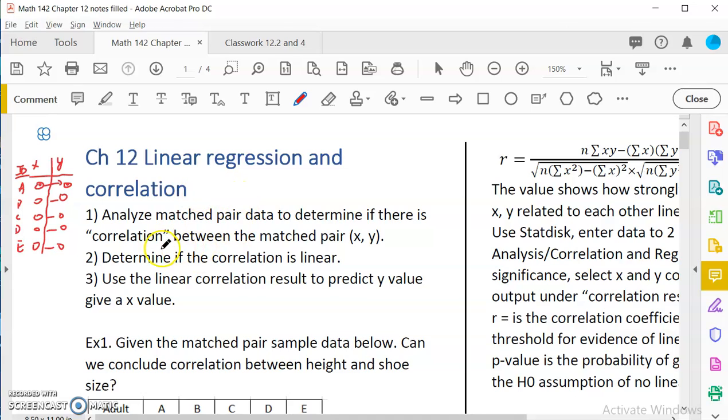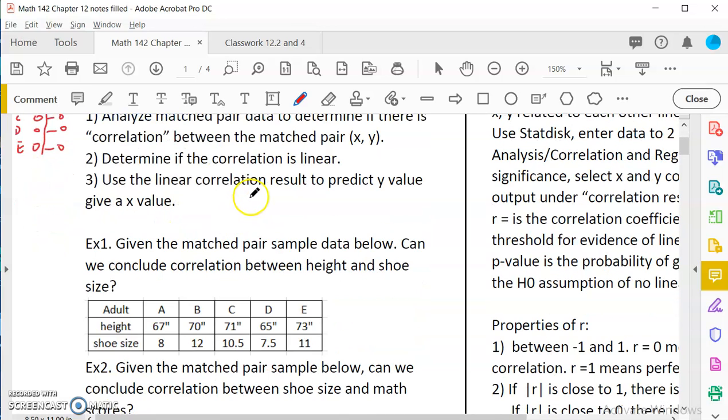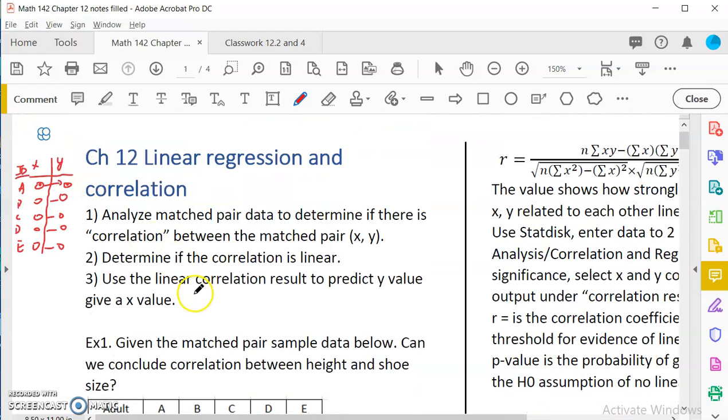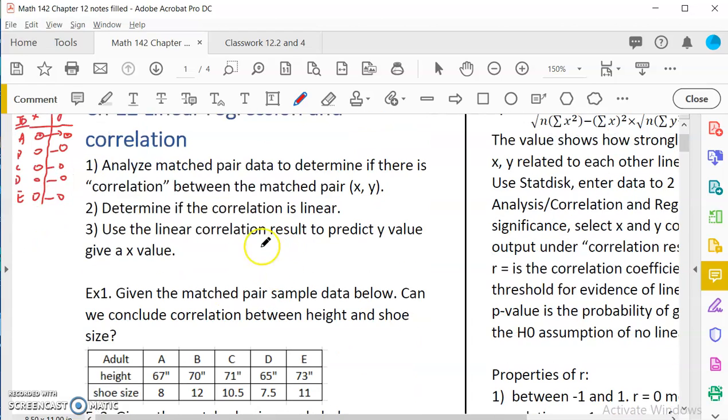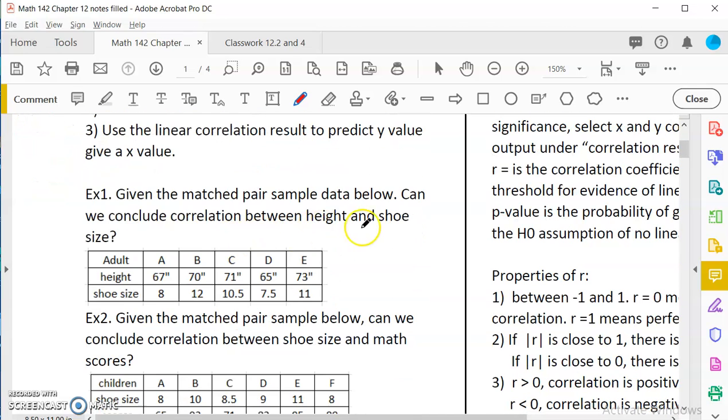And we want to study if there are correlations between them. We also want to study if the correlation is linear, and the goal is to use the linear correlation results to predict the Y value given an X value. When we study correlation, the order doesn't matter, but when we do prediction, we want to make sure that we predict Y using X. So when we do prediction, X and Y are important.